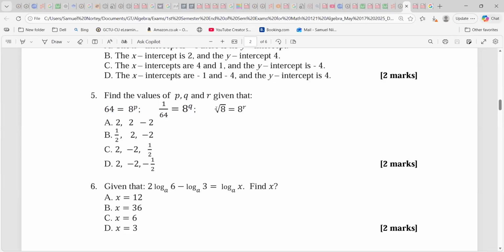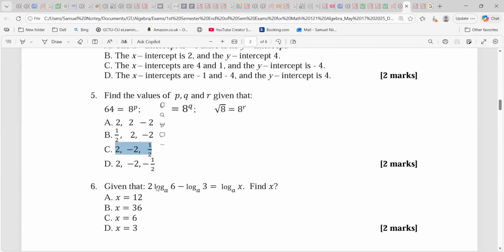Now what about square root of 8? How do we write it as a power? What's the square root of 8? 8 raised to the power half. Okay, so we know that this is 2, this is minus 2, and this is half. Okay? 2, minus 2 and half. So that should be your answer, your C.